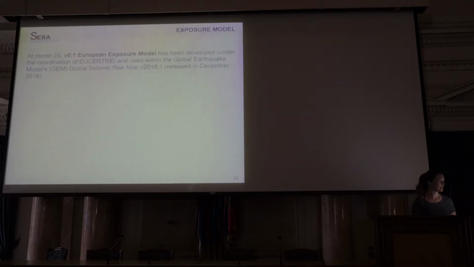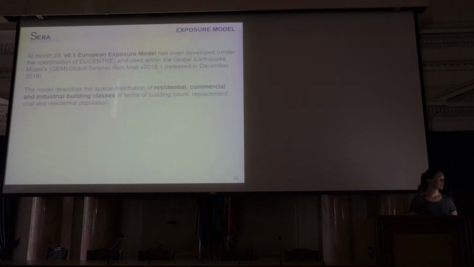Towards the end of last year, we released what we're calling the V0.1 European exposure model. This was actually used within the Global Earthquake Model seismic risk map that Vita presented earlier. So for that global seismic risk map for the whole of the world, the European component of it was using an exposure model that we had developed within SERA. But it was a very early version, as I say, version 0.1, and we continue to improve this exposure model.